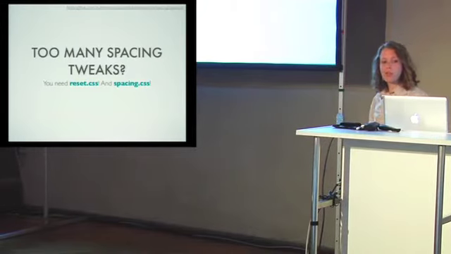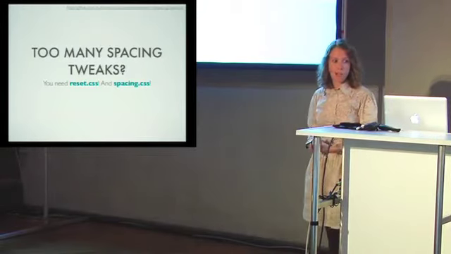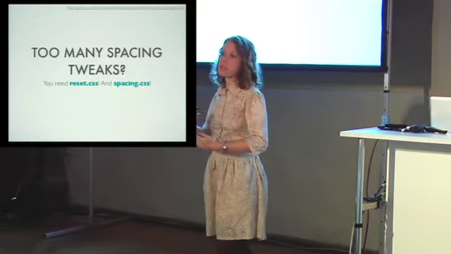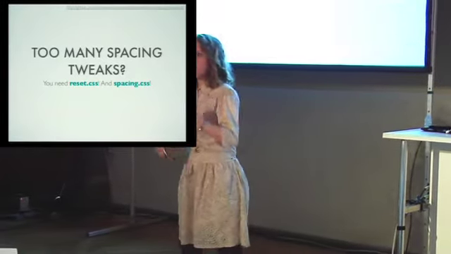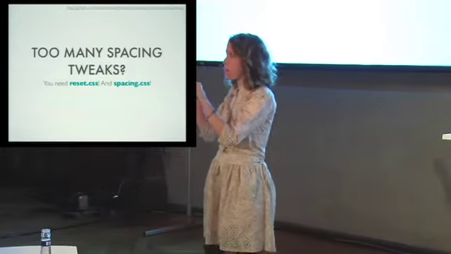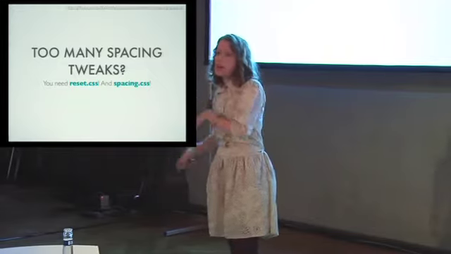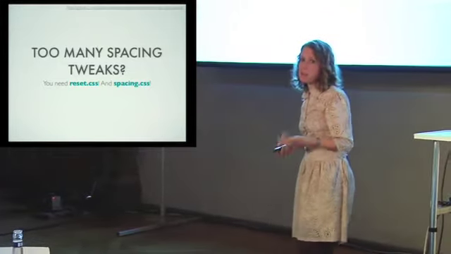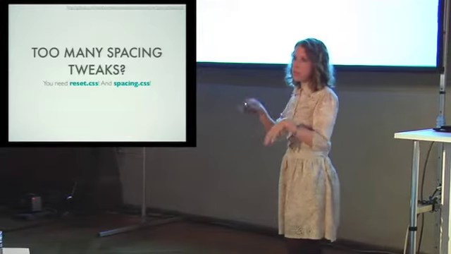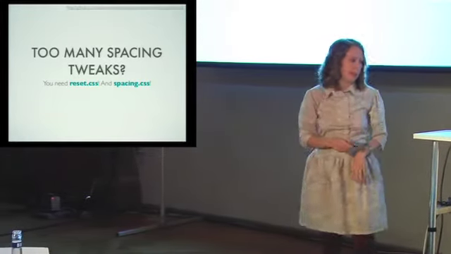So if you have too many spacing tweaks, reset.css is definitely your answer to get rid of the margin 0, padding 0. But if you find all over your site you're saying, okay, this, but actually add 2 pixels here, and that, but add 5 pixels there, you're also going to need some abstracted spacing classes which work basically like mix-ins, and you can apply them to existing objects to change your spacing.